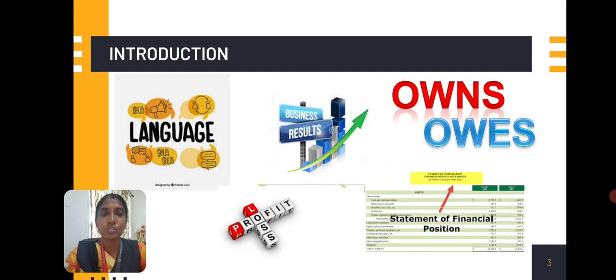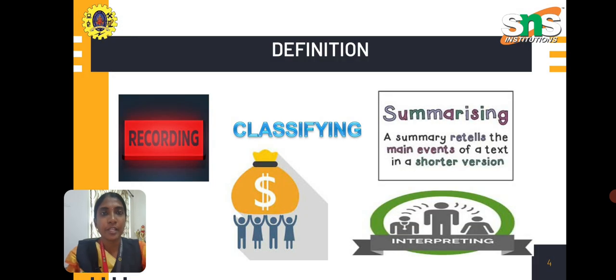It helps us to know the profitability of the company. What is the net profit of a company, whether the profit has increased or declined, and what is the financial position of the company, that is, the value of its assets and liabilities. So, that is what accounting is all about, and we will get into the definition of accounting.